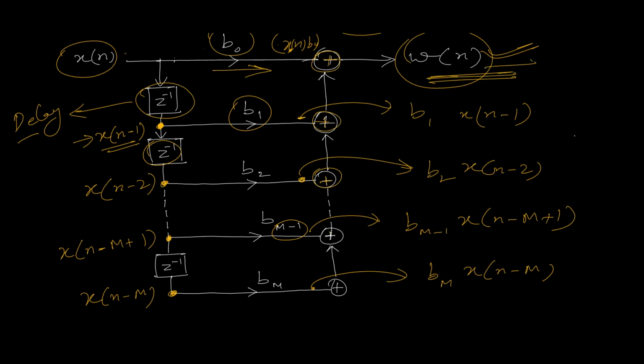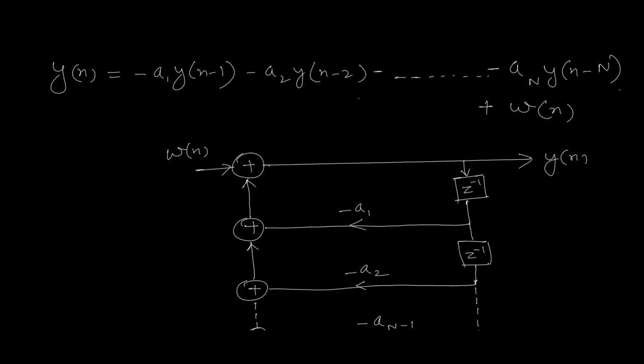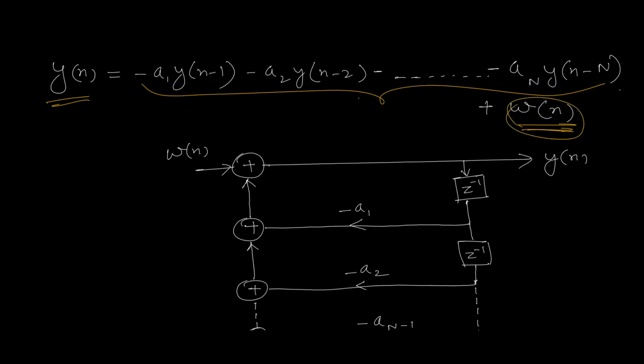Now this is being fed to another system which has y of n and delay elements of y of n. As you can see in this equation, this was your y of n, the shifted versions of y of n or past values of y, and this was the shifted version of x, or the present value of x, included in between. So we'll write w of n in place of all those things, because we have already drawn that.